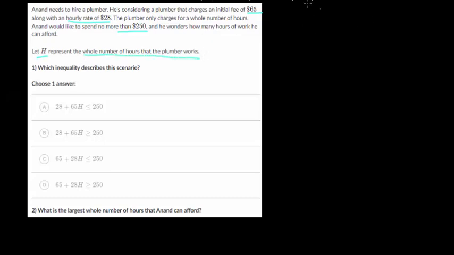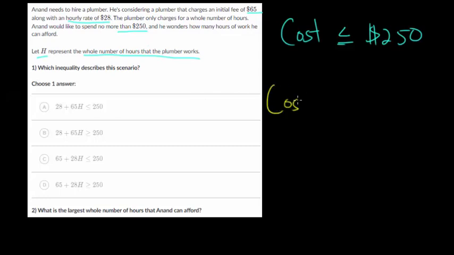So this one, like the previous ones, we're going to have a cost, and that has to be less than a certain amount of money. So the total cost to have the plumber work has to be less than or equal to $250, since he doesn't want to spend any more than $250. So now let's figure out what makes up that cost.